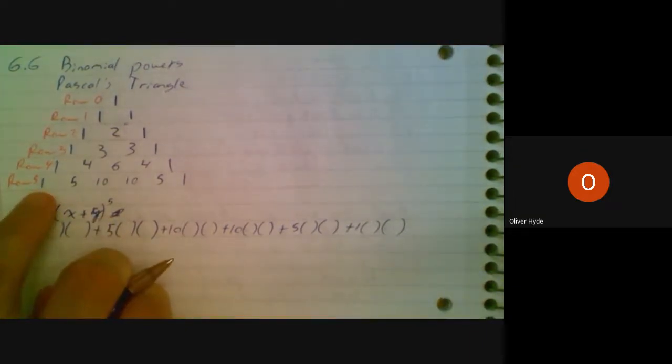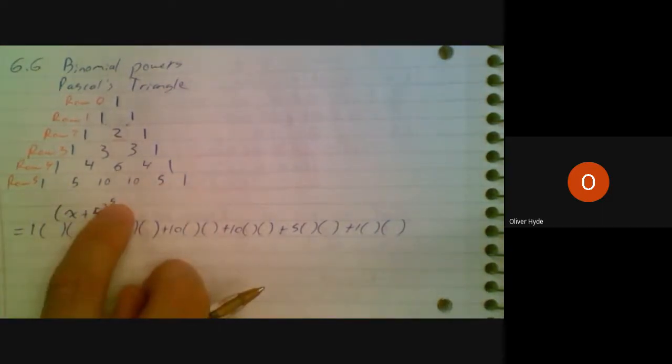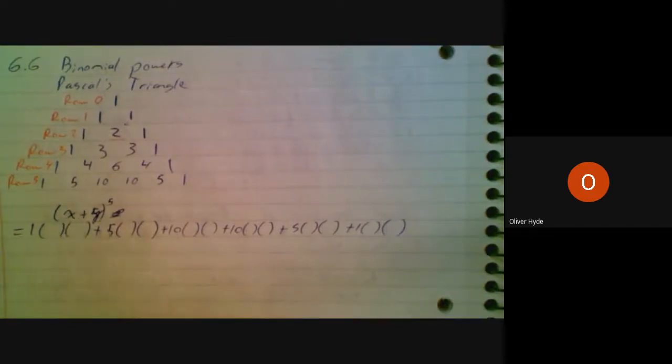Each term is going to be a product of the original coefficients from row 5, with powers of these two bases. So I'm going to be multiplying these coefficients by powers of x and y. Different powers of x and y, of course. The exponent on x is going to begin at 5 and decrease by 1 until I reach 0. The exponent on y is going to begin at 0 and increase by 1 until I reach n, or 5.